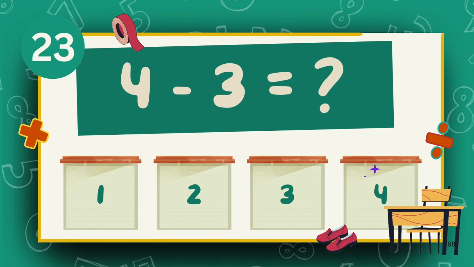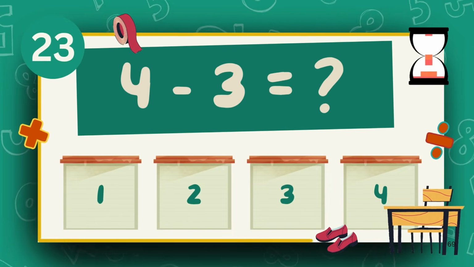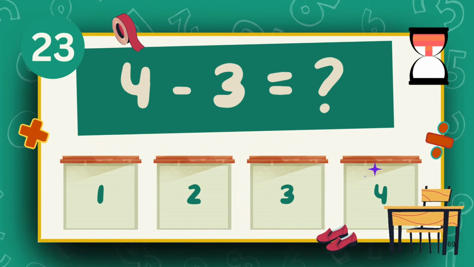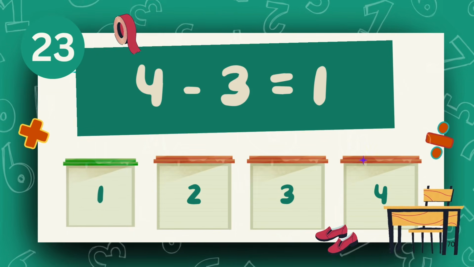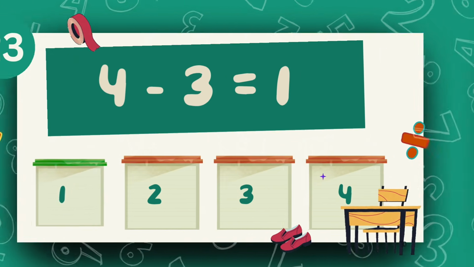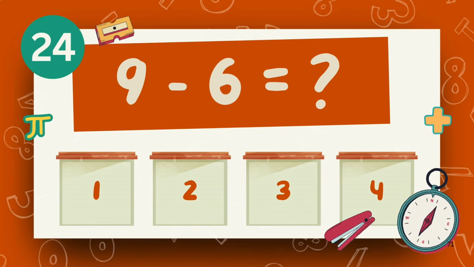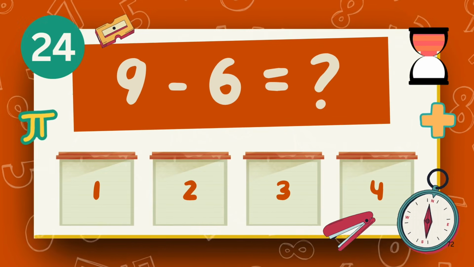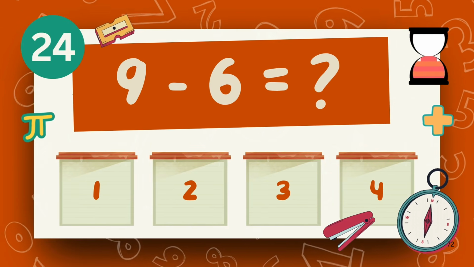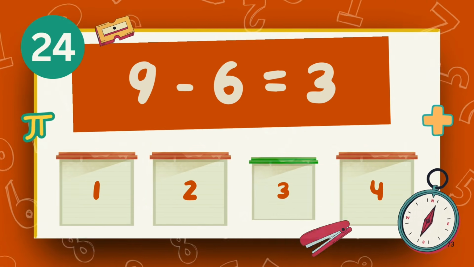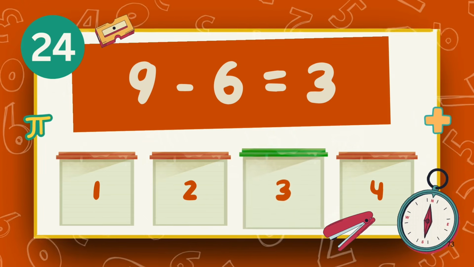What is 4 minus 3? The answer is 1. What is 9 minus 6? The answer is 3.